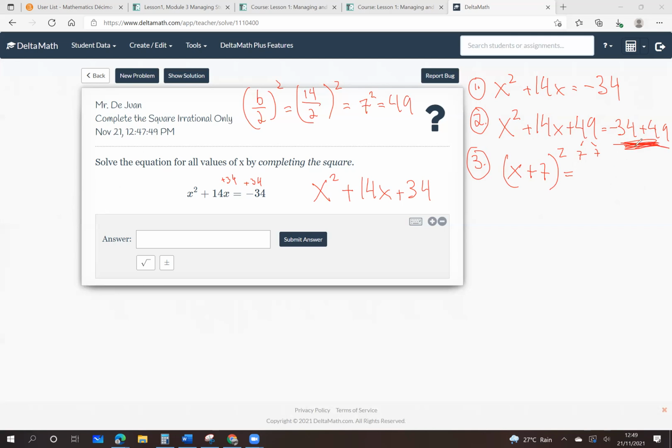Well, what's the difference between the numbers? 15. What number was bigger? The positive. So it's positive 15.